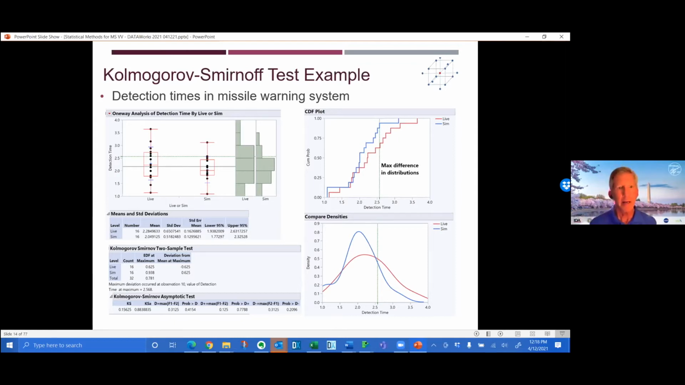And the idea is that the alternate hypothesis is that it's different. The two distributions are different. And so a p-value that is small is a declaration that the distributions are different. So if we're trying to show similarity, then you're trying to essentially look for a larger p-value.